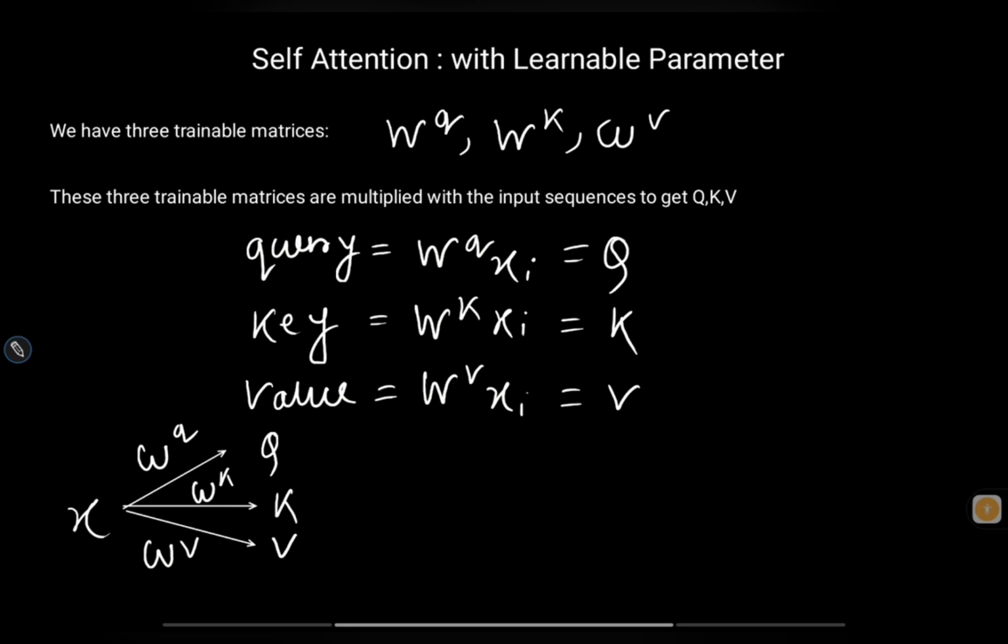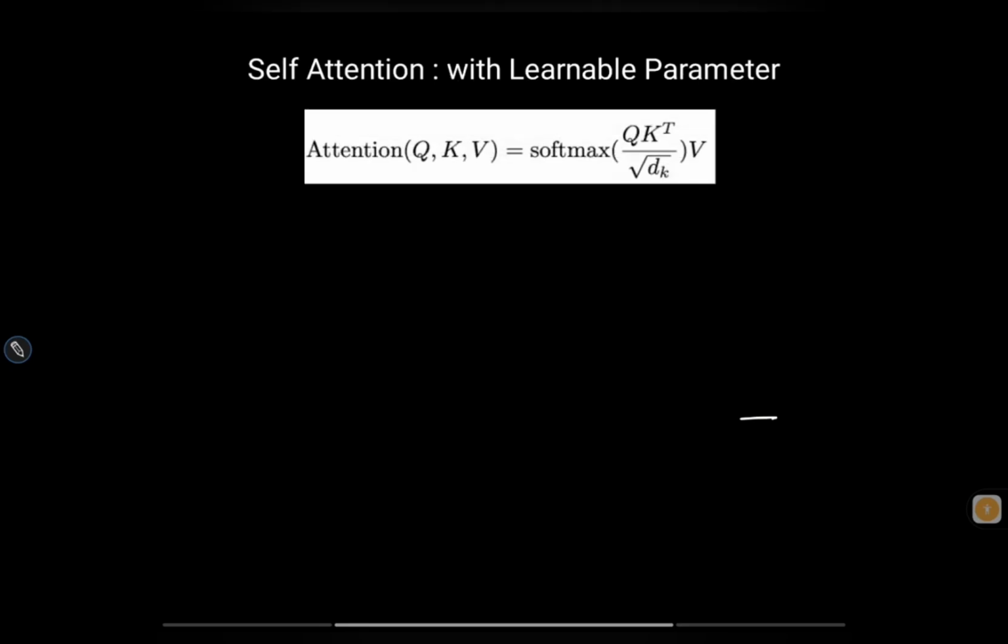This query, key and value concept came from the Attention Is All You Need paper, and these are the learnable parameters we have introduced in this architecture. Once we have these matrices, we do this operation: first we multiply q with k transpose. If we don't divide this by the root of the dimension of k, we will get a huge variance in this multiplication. So just to minimize the variance, we divide q k transpose by the square root of the dimension of k.